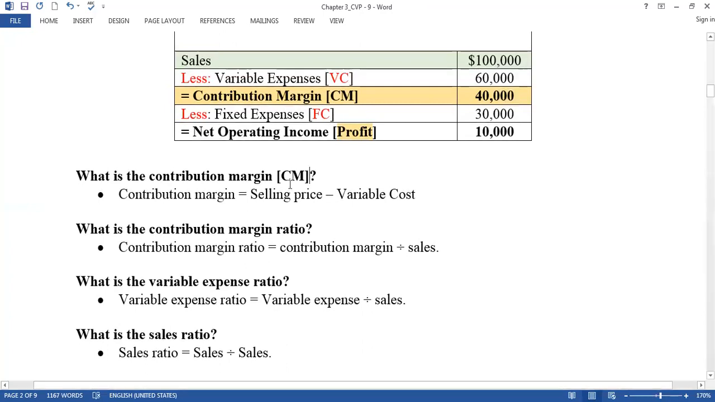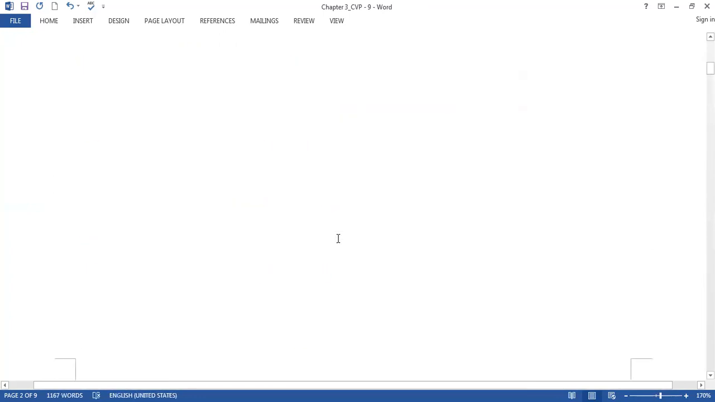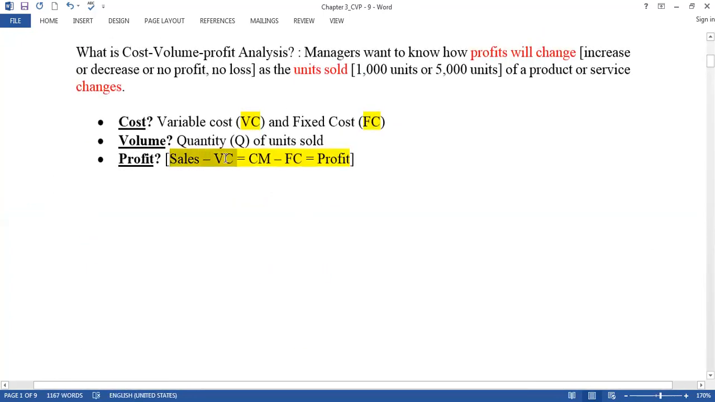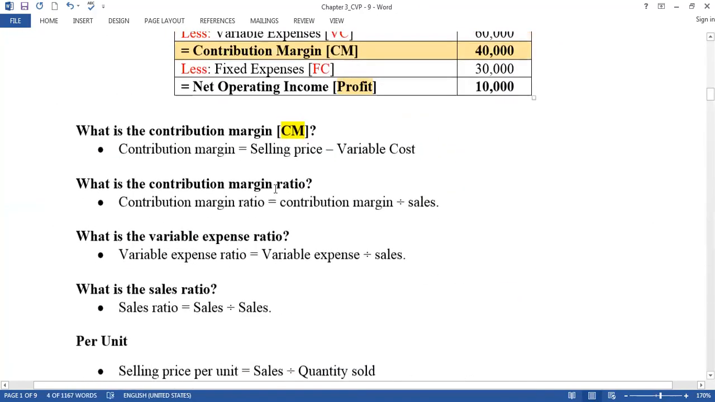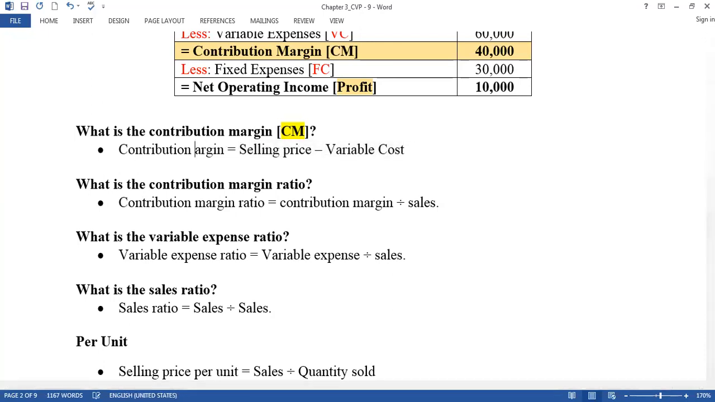I told you that you should know how to calculate contribution margin, and I already told you the formula. Sales minus variable cost equals CM. Sometimes I will write CM, so whenever I write CM, it is contribution margin.